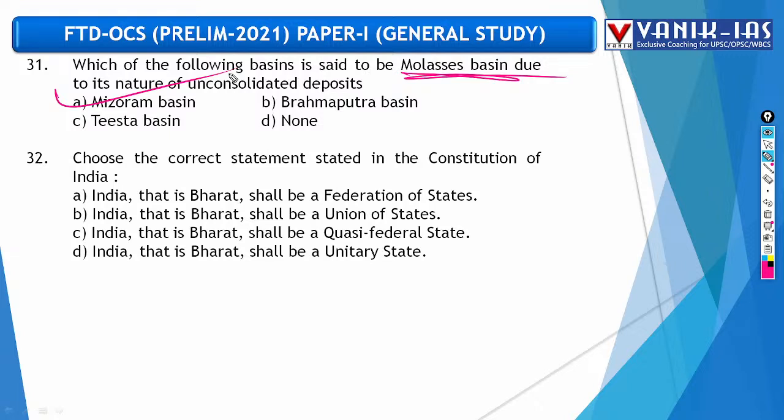Molasses is a term also used in the case of biofuels. Right? Sugarcane molasses, from which biofuels are created. Biofuel is one type of fuel that is used in ethanol blending, right? That is also related to molasses. So the Mizoram basin, in nature of unconsolidated deposits, is called the molasse basin.